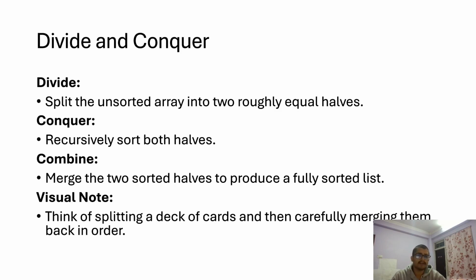Let's talk about divide and conquer. This algorithm first divides the unsorted array into two equal halves and then it conquers, that is, recursively sorts both halves. And then it combines, that is, merges the two sorted halves to produce a fully sorted list. On a visual note, think of splitting a deck of cards and then merging it carefully.